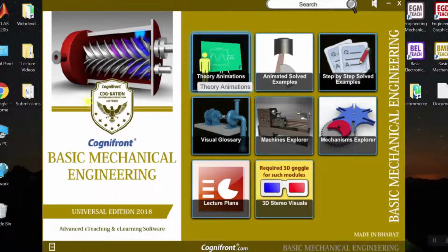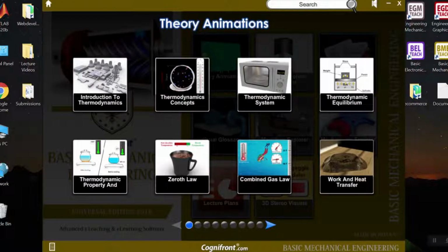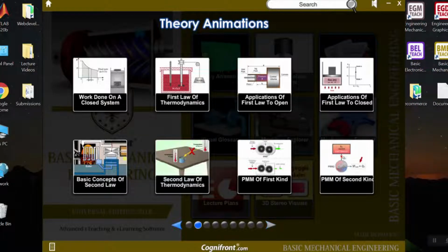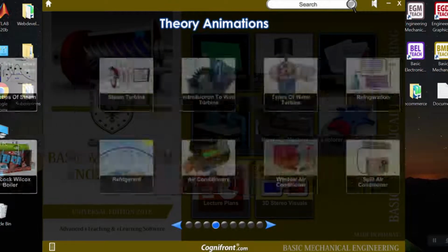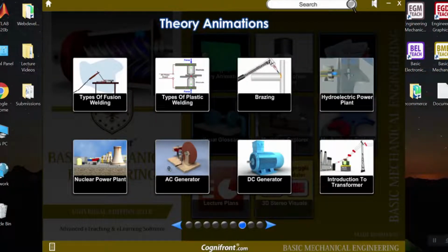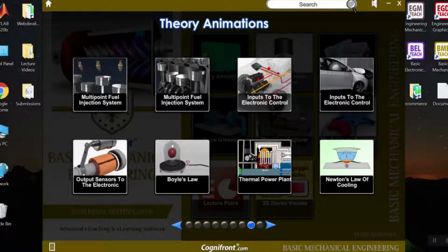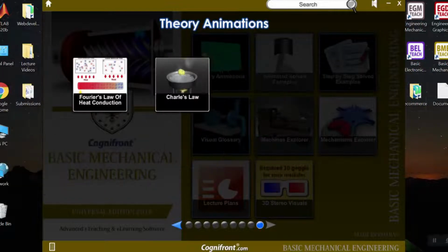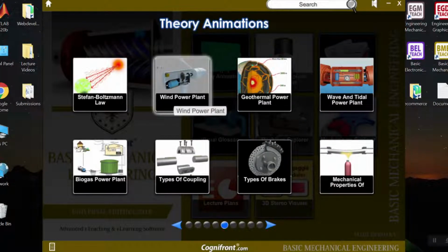First, we have the theory animations. Clicking on this thumbnail below, we see that there are a number of 3D animated audio as well as visual products. Right from thermodynamics, boiler, entropy, turbine, refrigeration, conditioner, thermal power plant, Newton's law of cooling, and so on. I'll show you one of the videos.